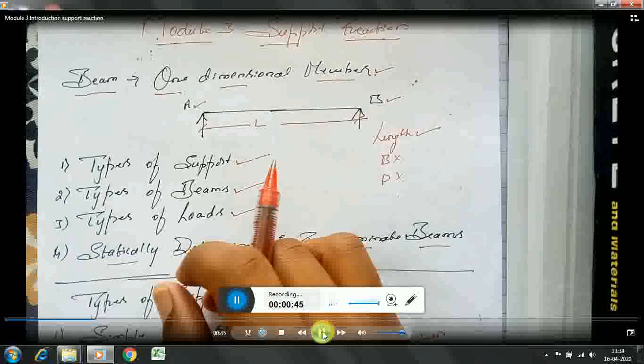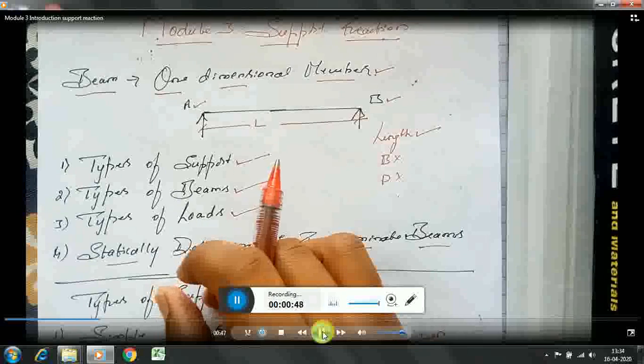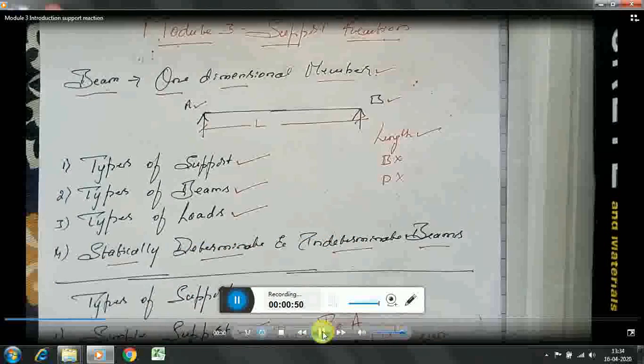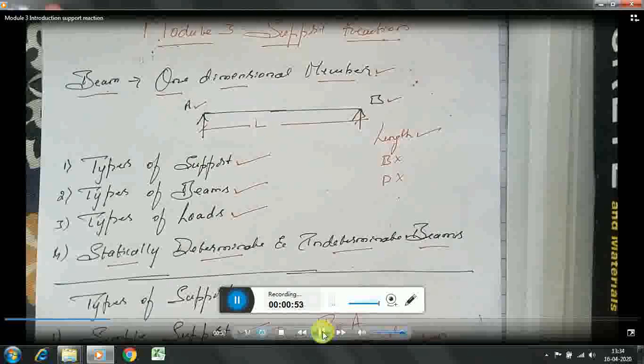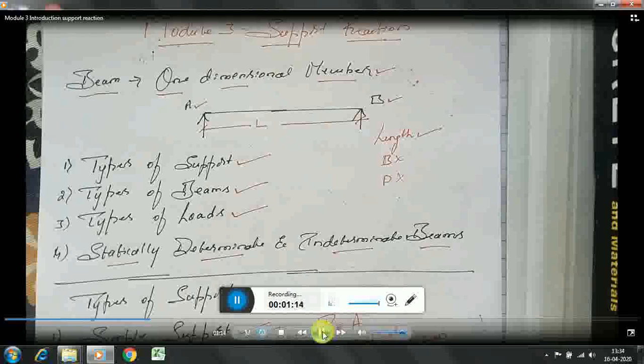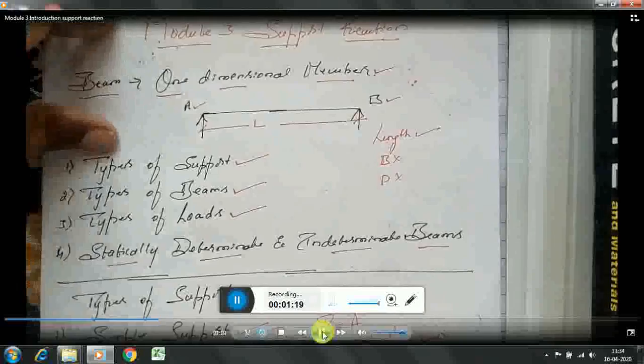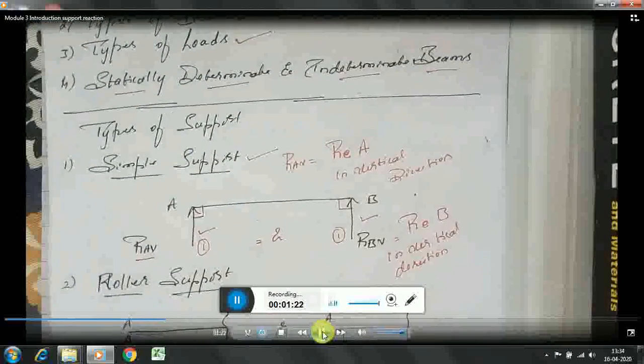The most important topics we have to study in this chapter are, first, what are the different types of supports. The second one is what are the different types of beams. Third, what are the different types of loads. And fourth, what is meant by a statically determinate beam and a statically indeterminate beam. In this video, I will cover only the different types of supports, and in the coming videos, we shall see the different types of beams, loads, as well as statically determinate and indeterminate beams. So I will explain the different types of supports now.